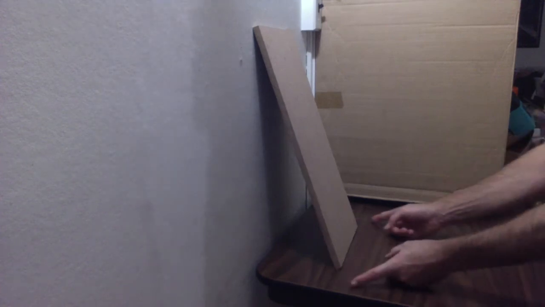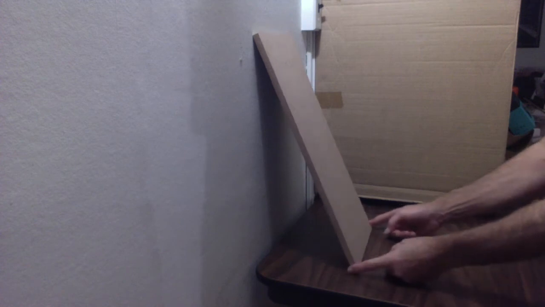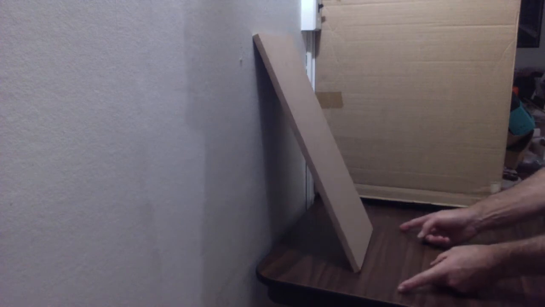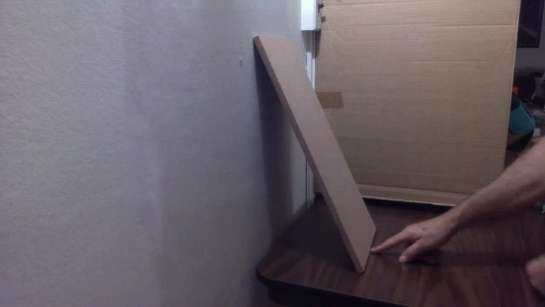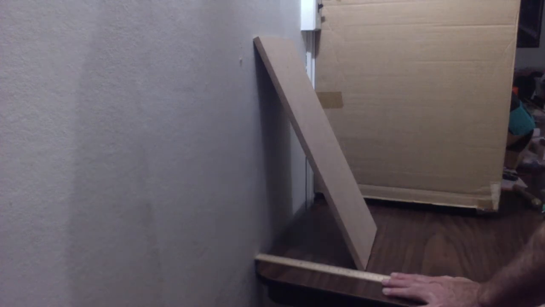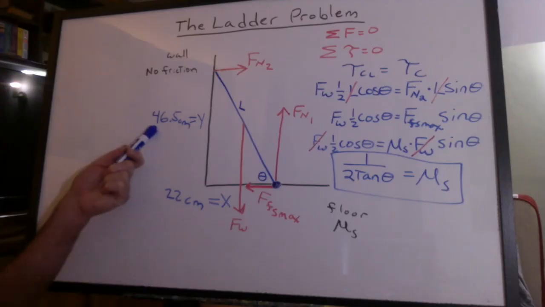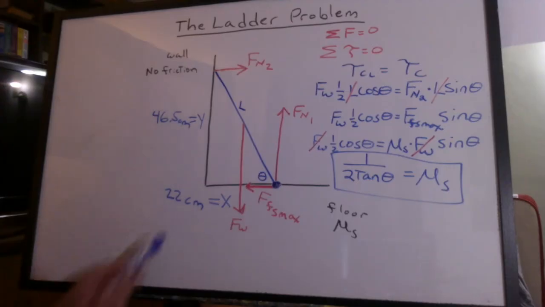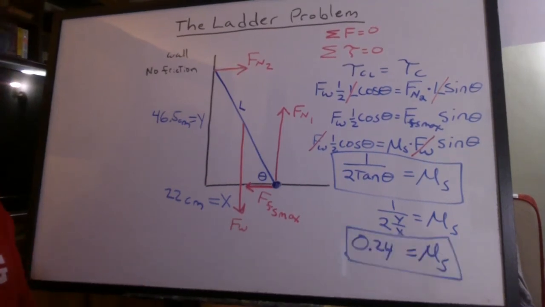Let's measure that angle. It's starting to go. It's somewhere right about here. I'll measure the angle with the meter stick. I have about 22 centimeters on the X and about 46.5 centimeters on the Y. So that's 46.5 for the Y, 22 for the X. All we have to do now is plug in the values. Well, I have a mu of about 0.24.